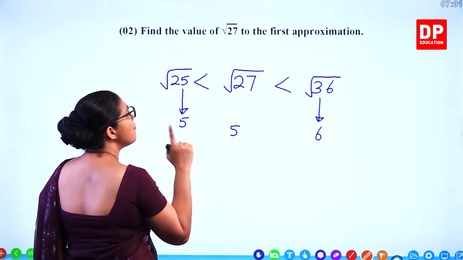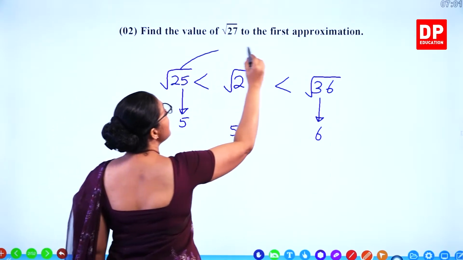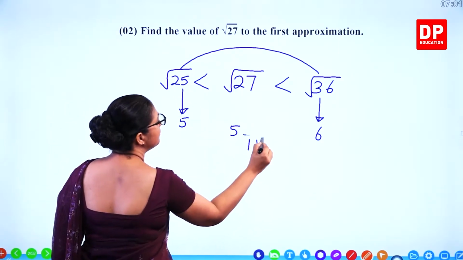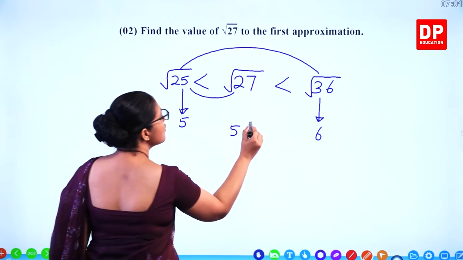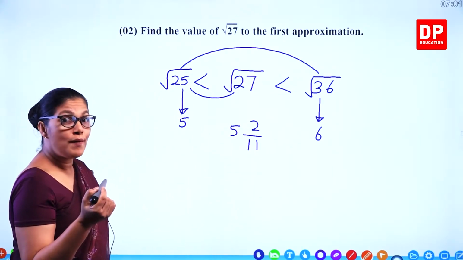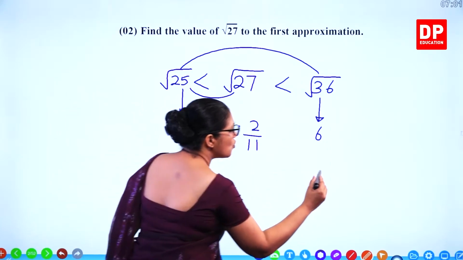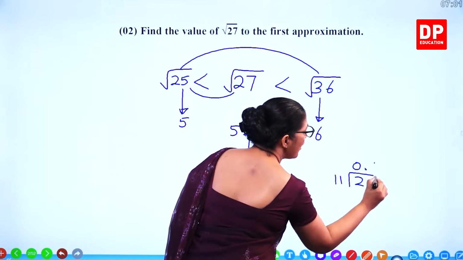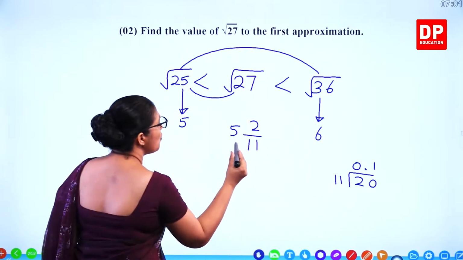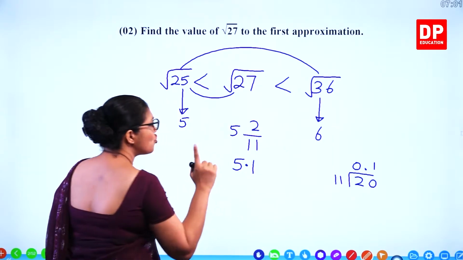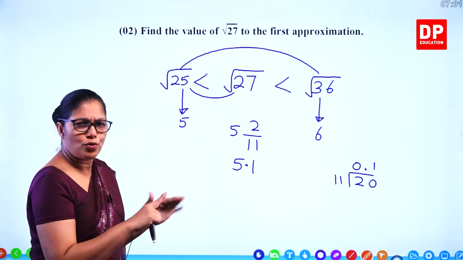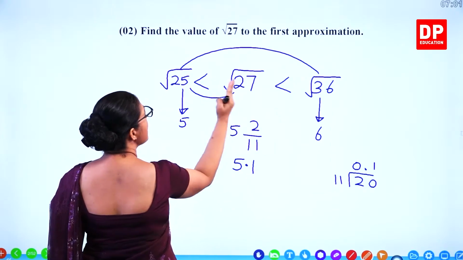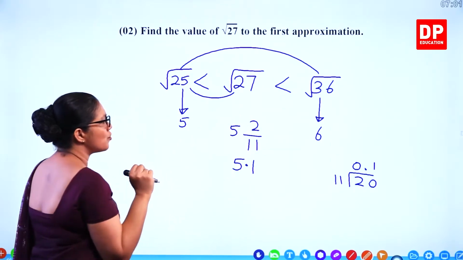How do you find out the decimal part? You can take the difference here. The difference is 11. And what about this difference? That's 2. So 2 over 11, roughly how much? So 2 divided by 11 is like 0.1. So 5.1. We have to check 5.1 or 5.2. We have to check with closer values because this is close to this side because the difference is 2.